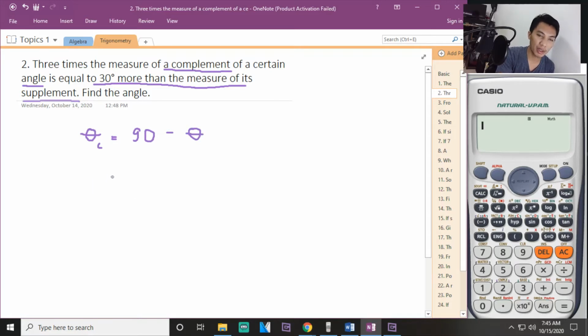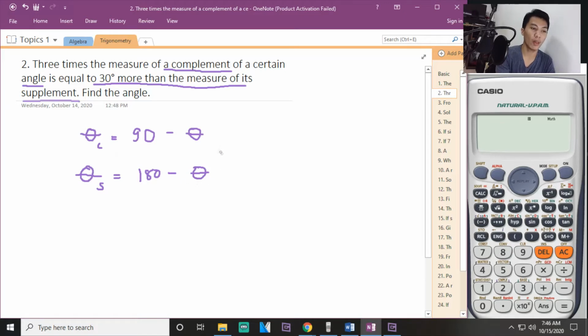Now, for the supplement, sabi nila, supplement is more than 90 degrees. Okay. So, the supplement is theta s, and theta s is 180 minus theta. So, now we can say that a complement can be an angle less than 90 degrees, can be acute. And the supplement is an angle that can be a sum of your complements.